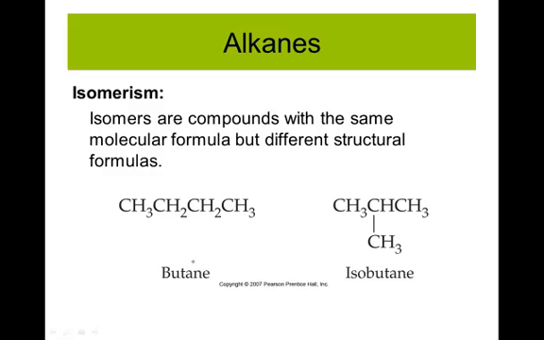And it's butane because 1, 2, 3, 4 carbons, so 4 means but, and I put ane on the end. This one has 3 carbons in a row and then 1 carbon that's branching off. So they call this a branched alkane, and this name would be isobutane. So it has a different name, and every single isomer would have a different name, even though they have the same formula.